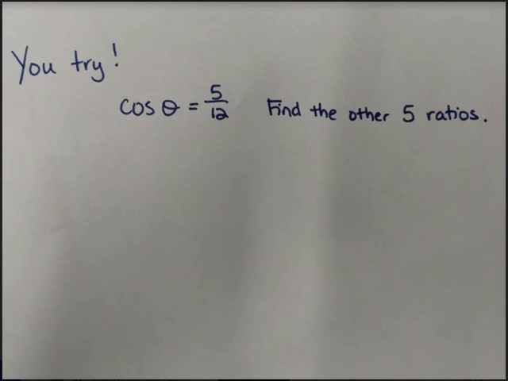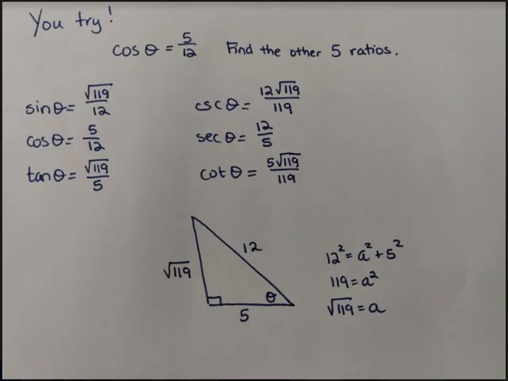Now how about you try? Here I'm going to give you the cosine of theta. Using that clue, find all the other ratios. Pause now and come back when you're ready to check your answers. And lo and behold, here they are. I went ahead and put adjacent over hypotenuse, my clue, and then I used the Pythagorean theorem to find the square root of 119. Then I was able to build all of my ratios and then find all of the reciprocals. That is the conclusion of today's part of right triangle trigonometry.